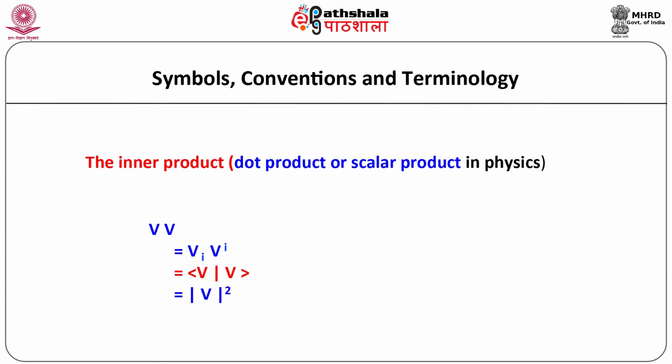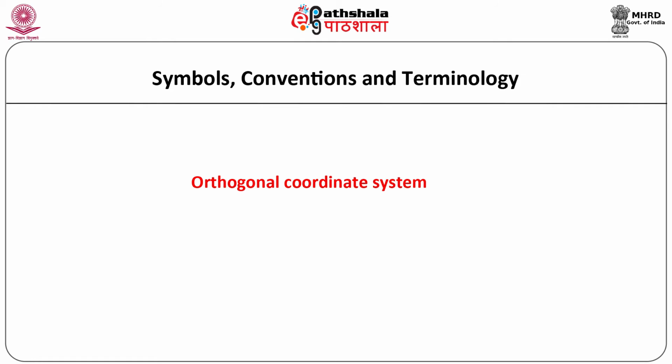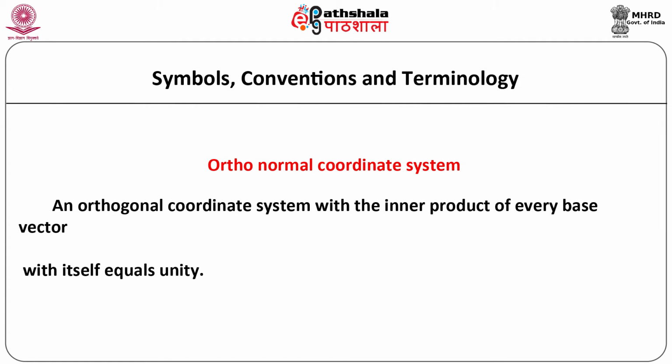See the representations. The inner product of a vector with itself is expressed using contravariant and covariant vectors as shown. Note that the base vectors in contravariant and covariant forms form a pair of reciprocal vectors, while their inner product is 1. Inner product is also known as dot product or scalar product in physics. Reciprocal vectors: two vectors A bar and B bar are said to form a pair of reciprocal vectors if their inner product is 1. The coordinate system is said to be orthogonal if the inner product of any two base vectors is 0. If in an orthogonal coordinate system, the inner product of every base vector with itself equals unity, then the coordinate system is said to be orthonormal.